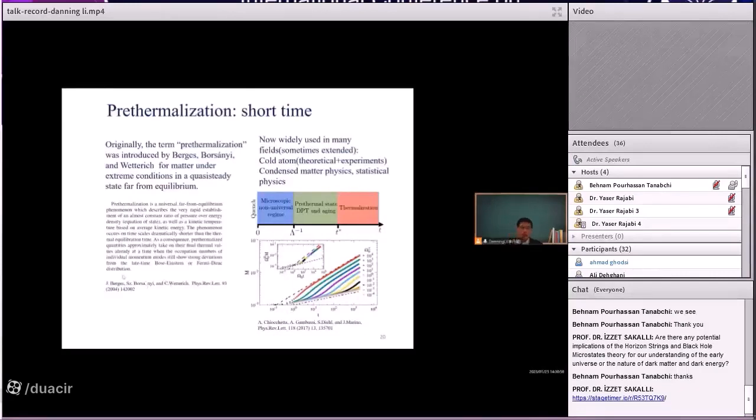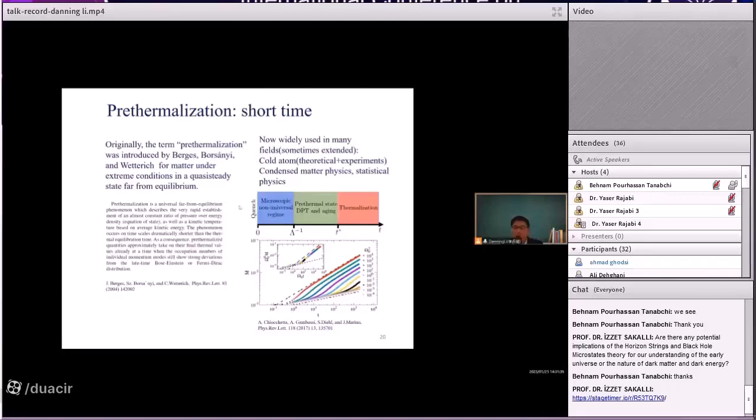In this group's work, they show that there might be a stage named pre-thermalization, in which the thermodynamic quantities like the pressure or energy density reach their stable value. However, the particle distribution does not. The system reaches this stage much faster than the real thermalization. So they call it pre-thermalization.